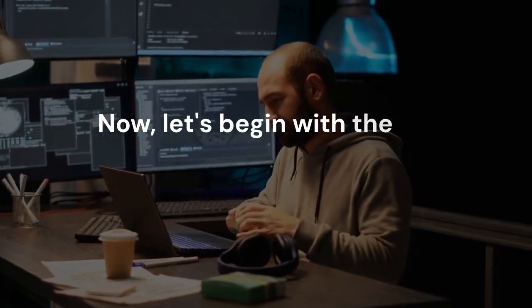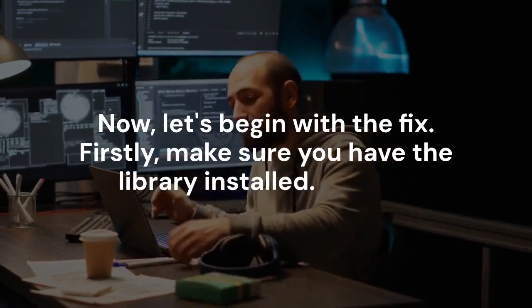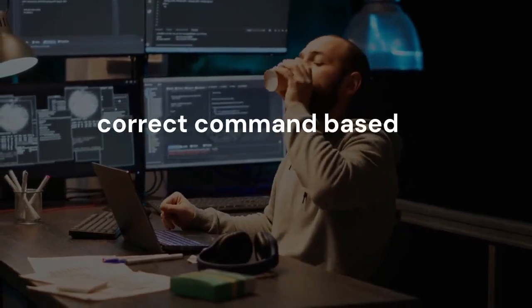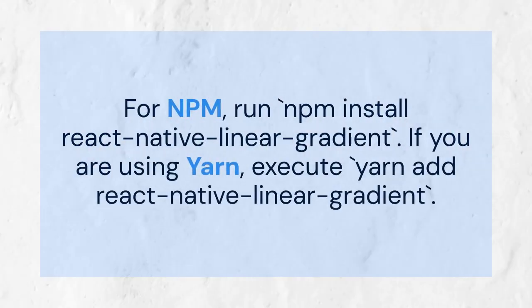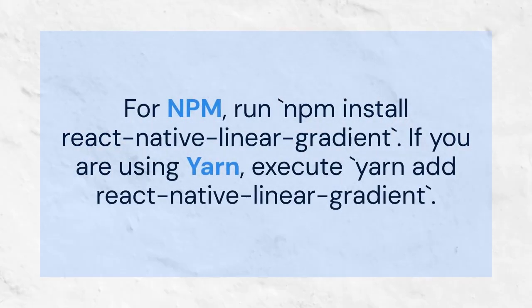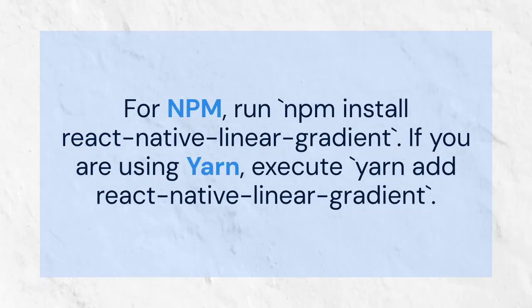Now, let's begin with the fix. Firstly, make sure you have the library installed. Use the correct command based on your package manager. For npm, run npm install react-native-linear-gradient. If you are using Yarn, execute yarn add react-native-linear-gradient.